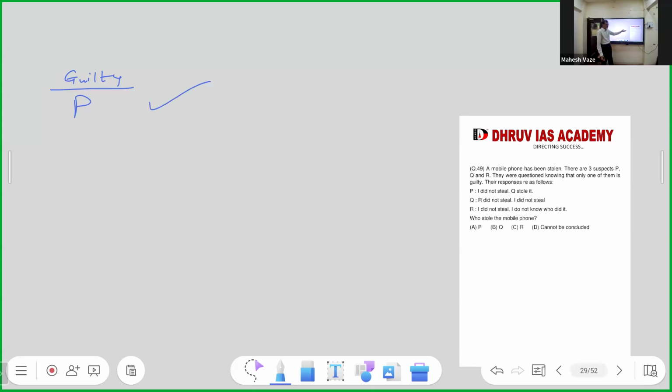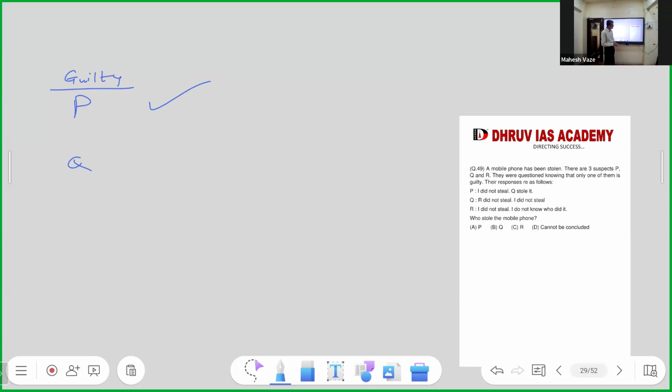In the same way, we will see, assuming Q is guilty and R is guilty. Suppose Q is guilty, that means Q will be telling lies, and P and R are innocent, so they will be telling the truth. So P says here, I did not steal it, so that is true. Q stole it, that is also true. But what about Q? Now Q is the guilty person, so whatever he is telling, it will be lies. So R did not steal.